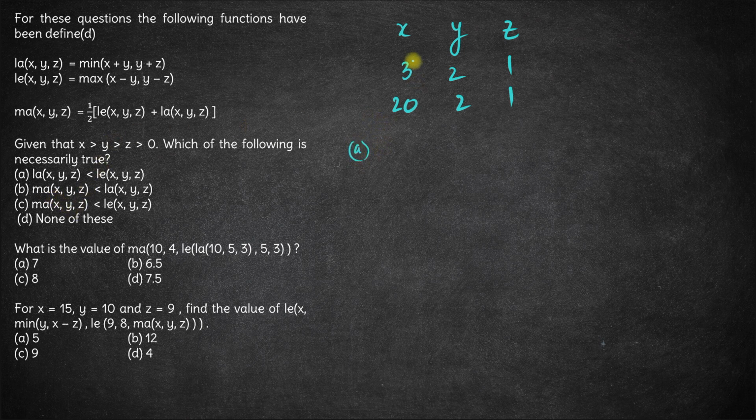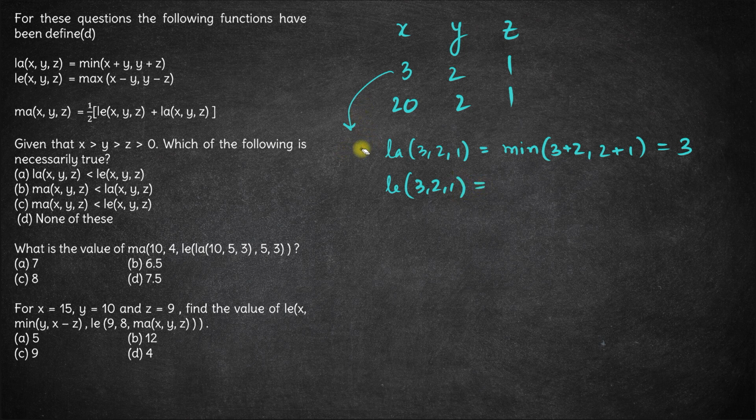So let's look at option A, for 3, 2 and 1. LA(3,2,1) is basically the minimum of x plus y and y plus z, where x is 3 and y is 2. So the minimum of 3 plus 2 and 2 plus 1. 3 plus 2 is 5, 2 plus 1 is 3. So the minimum of these two is 3. Now LE(3,2,1). Let's first just calculate these values and we'll figure out the options later on. LE(3,2,1) is the maximum of 3 minus 2 and 2 minus 1. 3 minus 2 is 1, 2 minus 1 is 1. So the maximum of 1 and 1 is 1.